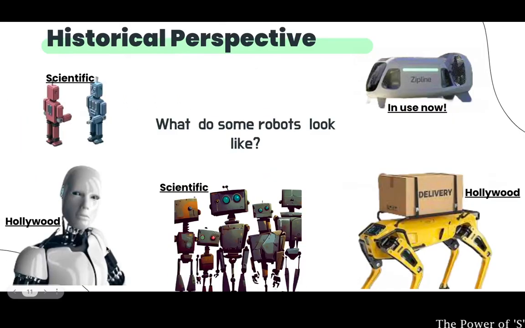Historical perspective. So, what do some robots look like? In my assignment, I was asked to include images from Hollywood and the scientific community. So, this robot kind of thing is from Hollywood. This used to be from Hollywood, but now we do have these things now.